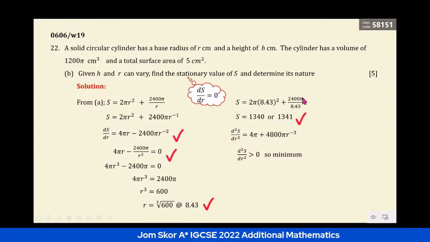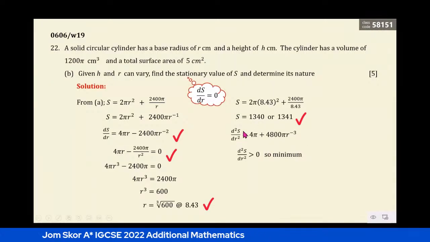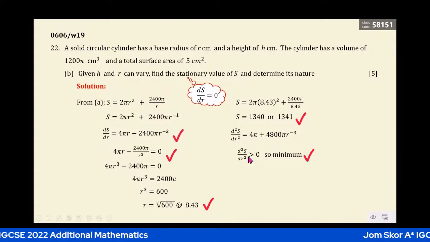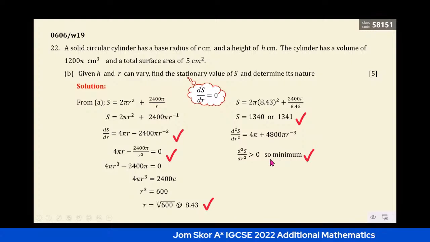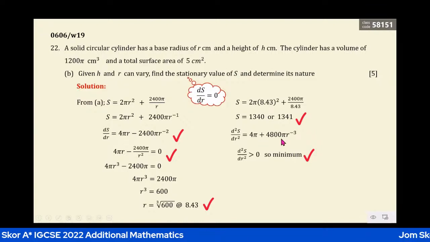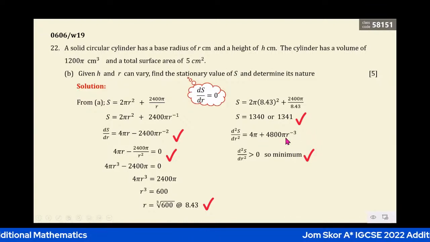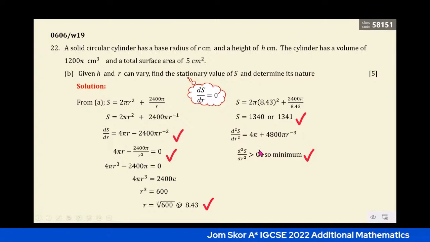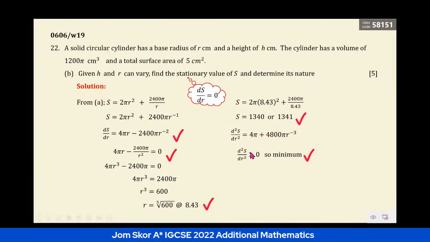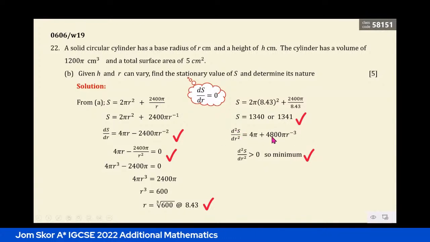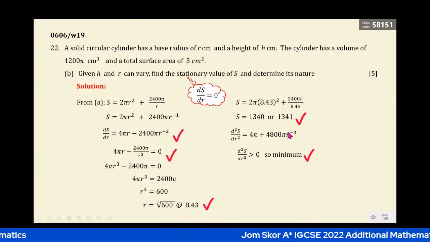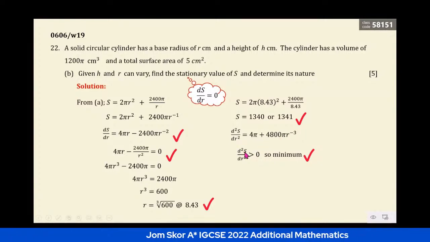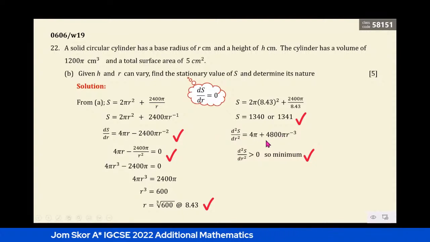Okay, nak determine nature, so you differentiate one more time and then the conclusion is d square S dr square greater than 0. Actually, this one must come from this. You have to show this. Even though no marks given here, tapi dia kena tengok yang ini. Okay, so kita nak conclude dia ni greater than 0, so we will refer to your d square S dr square dekat atas ni. Okay, alright. So kita tak boleh simply consider this one without showing this. Okay.